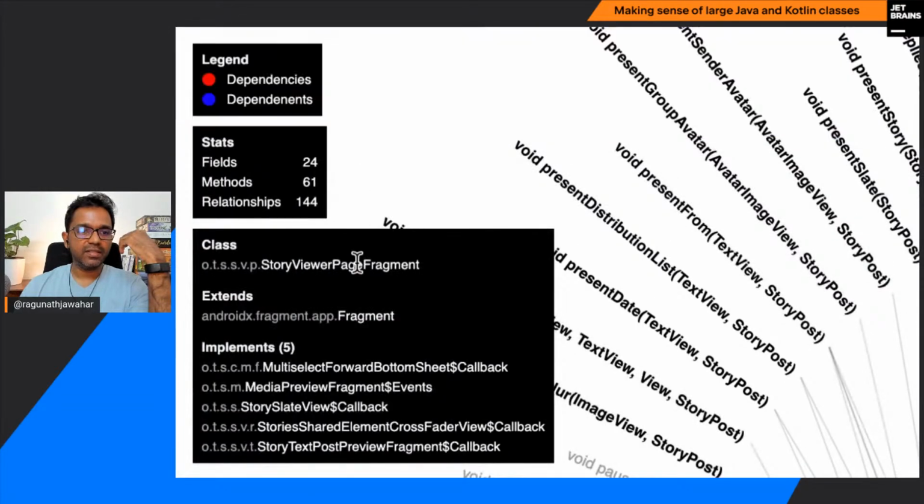The second thing is it gives you some stats about the current class itself, right? Like how many fields are there, how many methods are there, and how many relationships are there. This is a number that is helpful, but I would not get too hung up on these numbers, right? Especially they come in handy if you're trying to refactor classes, because now you can see which numbers are going down and which numbers are going up, right?